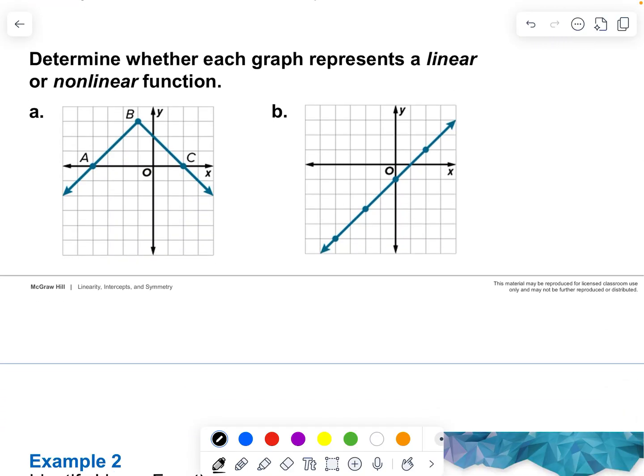Looking at the graphs, example A, would you consider that to be linear or nonlinear? I hope you said nonlinear. And for example B, I hope you said linear.